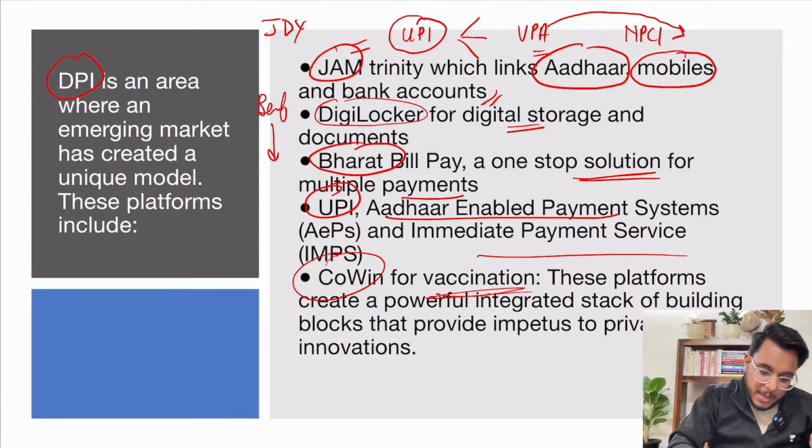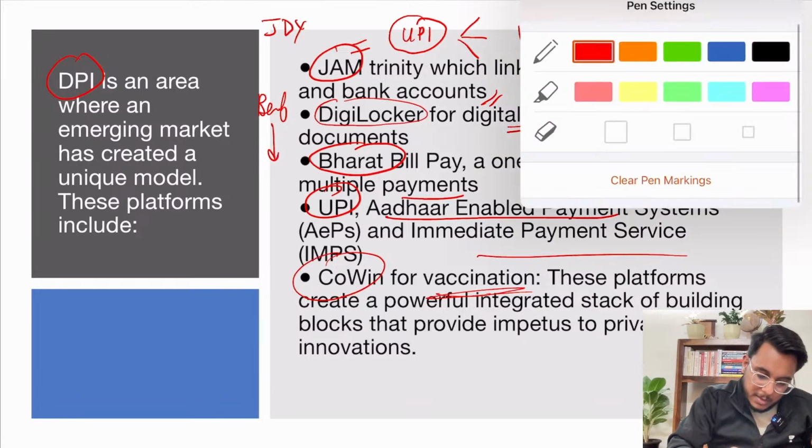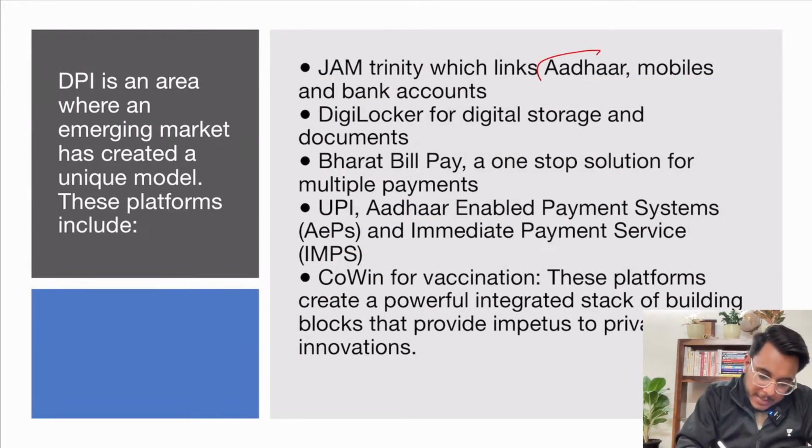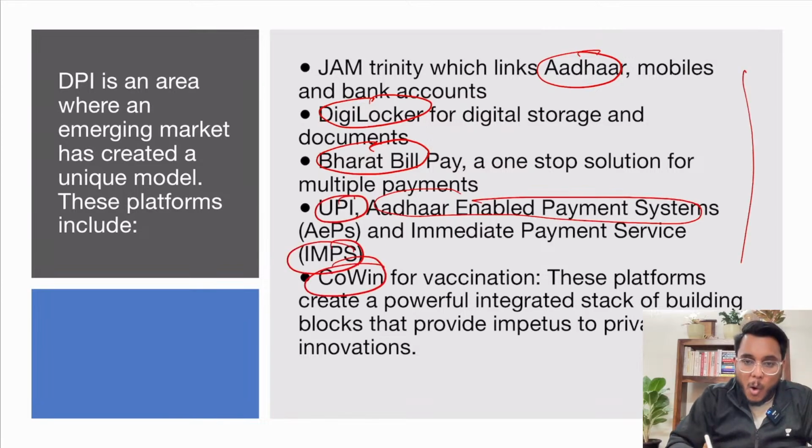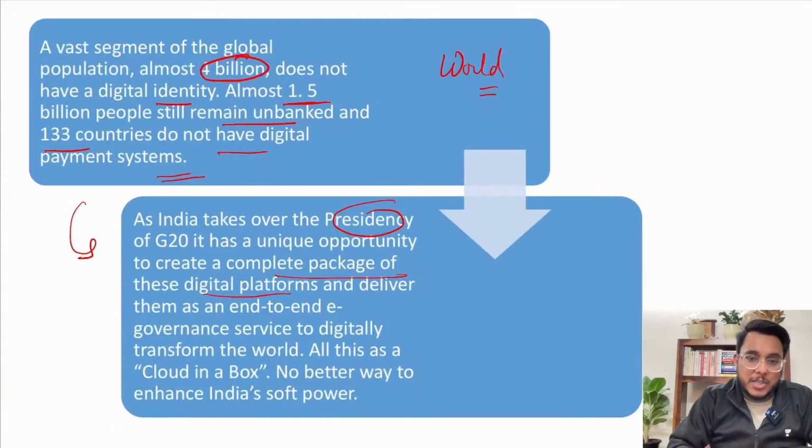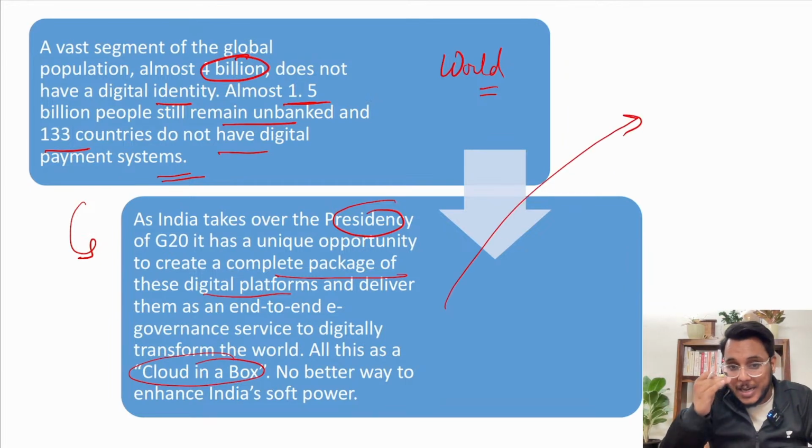I'll just show you the slide so that you can see all these things at the same time. So Aadhaar, DigiLocker, Bharat Bill Pay, Aadhaar enabled payment system, UPI, IMPS, CoWIN. All these things can be packaged as one package, and all these platforms can be provided to the governments of different countries. So this could be a cloud in a box. By this, India can enhance its soft power and can leave a big impression while India is holding the leadership under G20. So this is something that can be done by India.